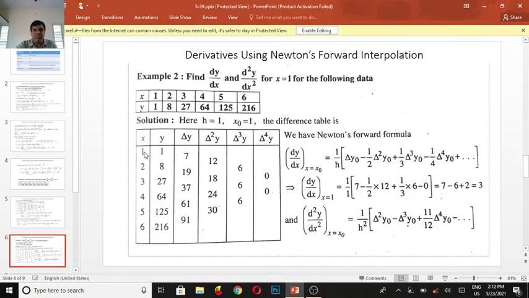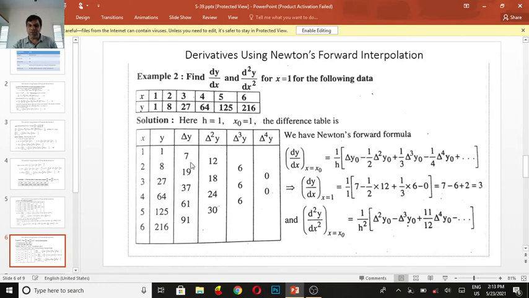x is 1, 2, 3, 4, 5, 6. The corresponding values of y: for x is 1, y is 1; for x is 2, y is 8; for x is 3, y is 27; for x is 4, y is 64; for x is 5, y is 125; for x is 6, y is 216. The difference delta y: 8 minus 1 is 7, 27 minus 8 is 19, 64 minus 27 is 37, 125 minus 64 is 61, 216 minus 125 is 91.